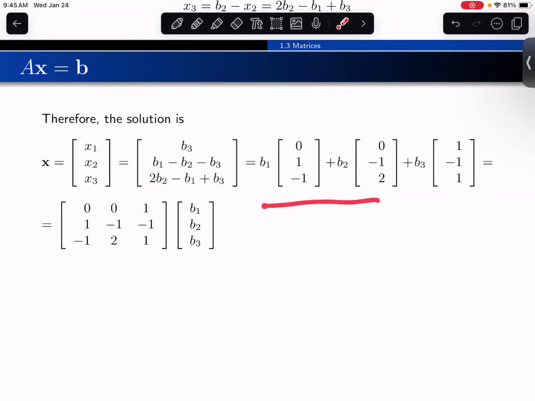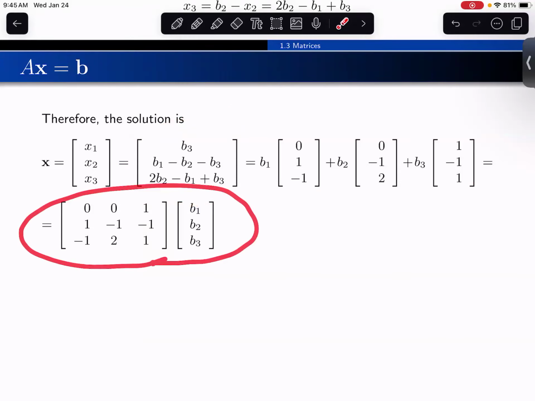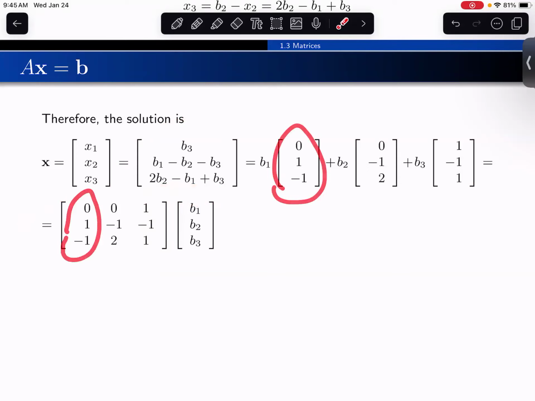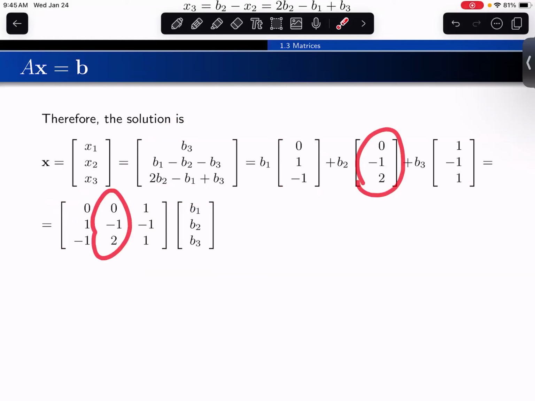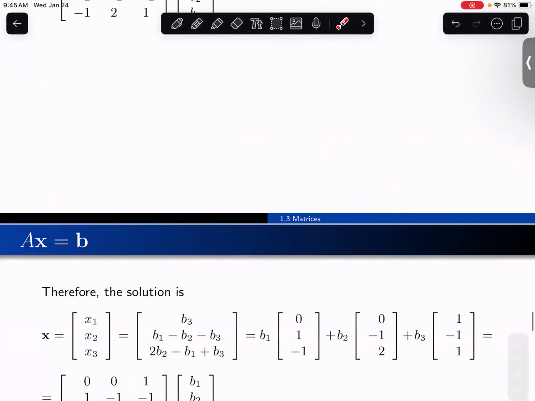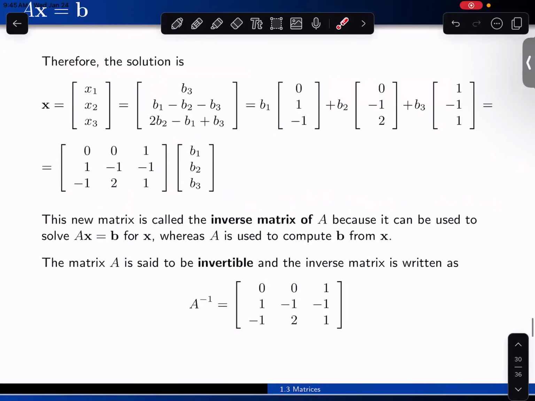So you can really express all of this in terms of the following matrix product, right? Where this becomes the first column, this becomes the second column, and this becomes the third column. And so this matrix that we've determined by solving the system of linear equations is going to be called the inverse matrix of A. And we'll say more about inverse matrices in chapter 2. But again, this is just previewing why it's going to be important later on.